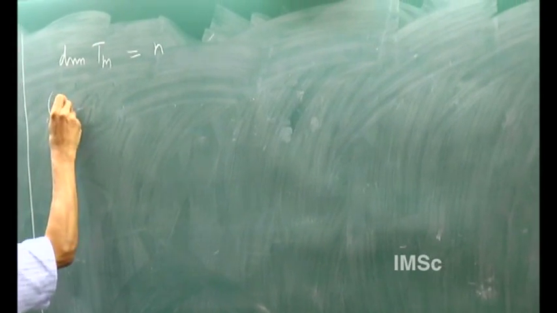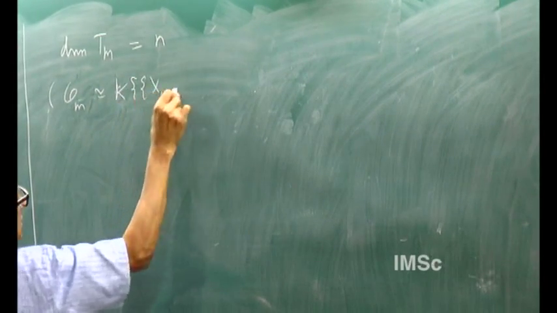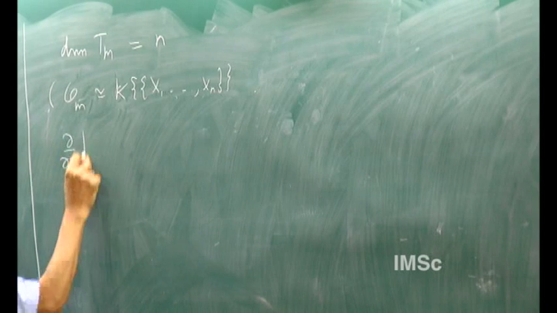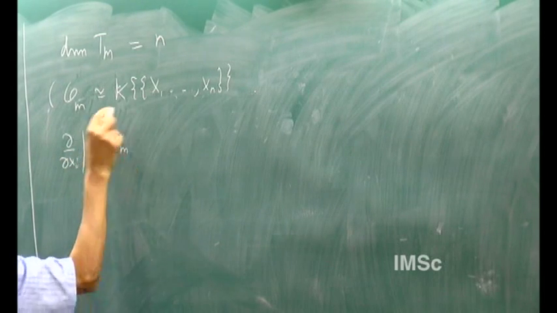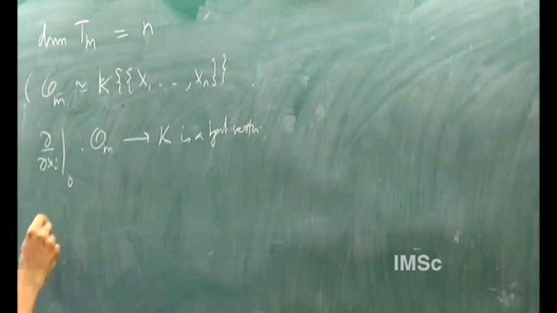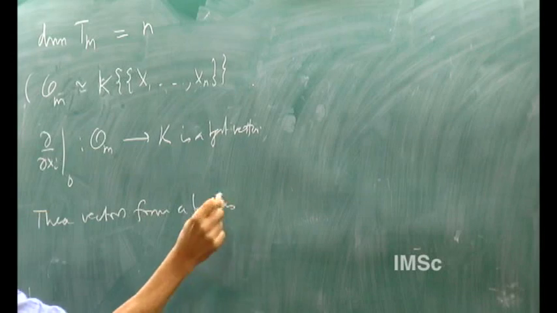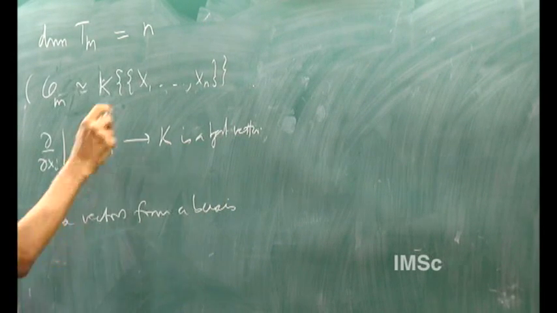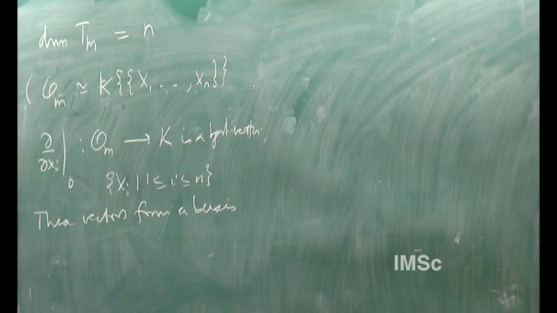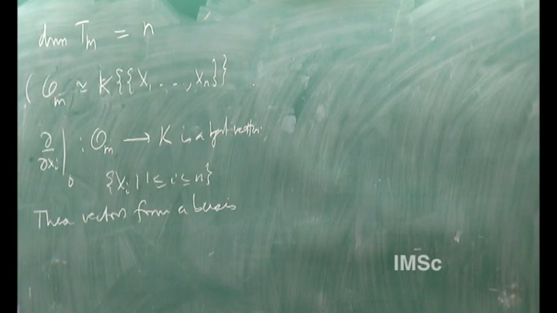If we identify Om with the convergent power series ring in n variables x1, x2, ..., xn, then d by dxi at 0 from Om to k is a tangent vector, and these vectors form a basis. We saw that the tangent vector is completely determined if you know it on the functions xi. If you know it on these functions, you know everything. So it follows that the dimension is at most n, and then if you apply d by dxi on the function xj, you land up with delta ij. So from that it's clear it's a basis.